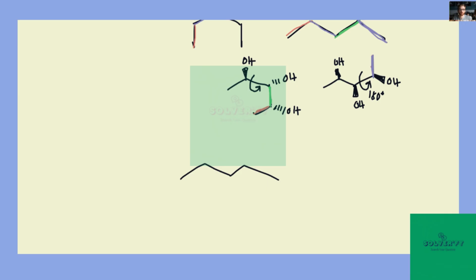The consequence of that, again, is that any wedges after that rotation will become dashes, and any dashes after that rotation will become wedges. So this will remain a wedge to an OH. This will remain a wedge to an OH, but what used to be a wedge there will now become a dash. And this is the final form of our molecule.